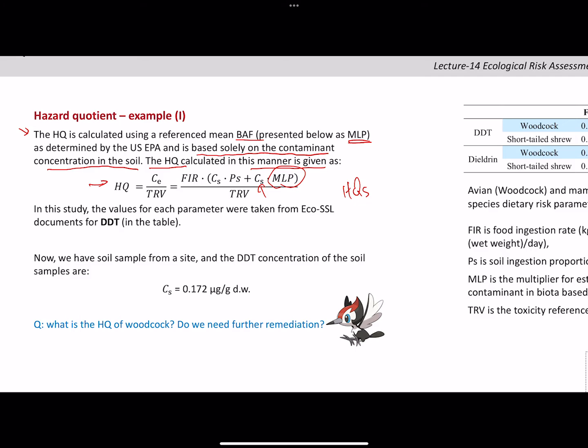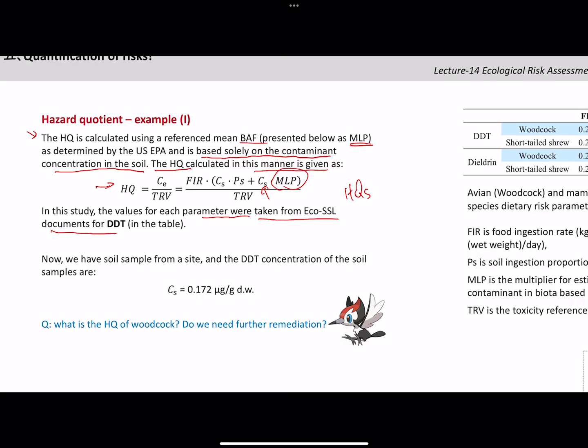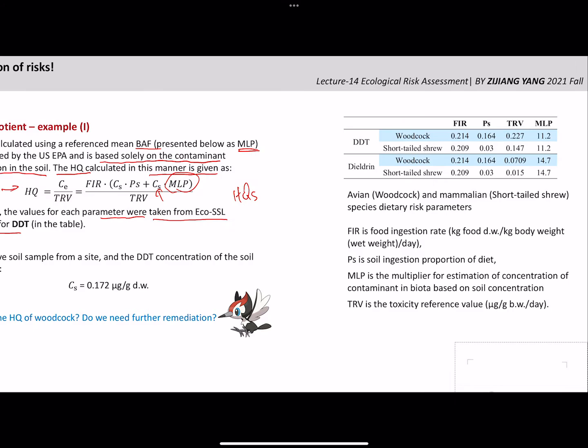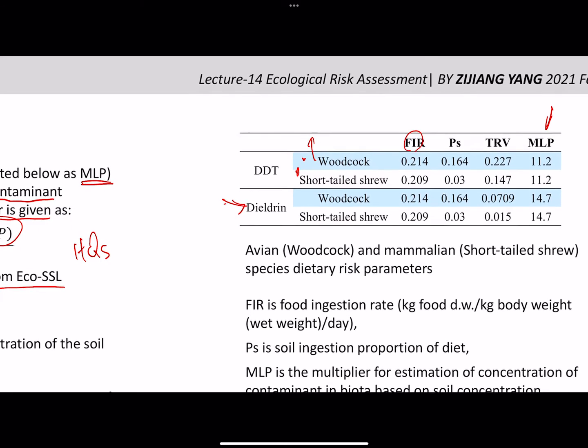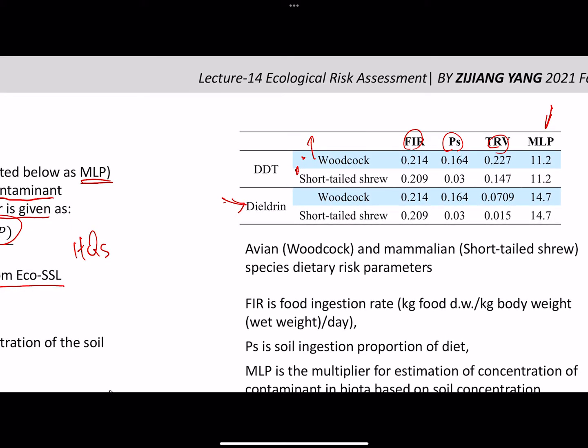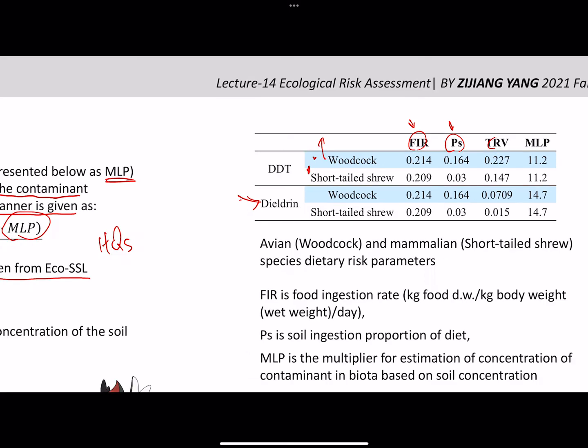In this study, the values for each parameter were taken from the ecological soil screening level documents of DDT. Here is a summary. I also took the Delgin, but we do not use this. This is for the avian, the birds, and this is for the mammals. This is a toxicity reference value, and we can also find these parameters in that document too.